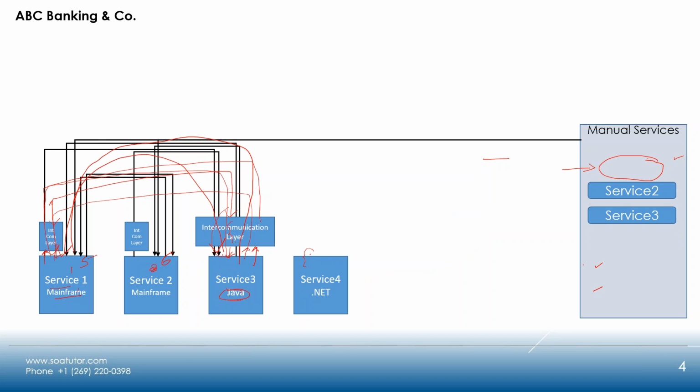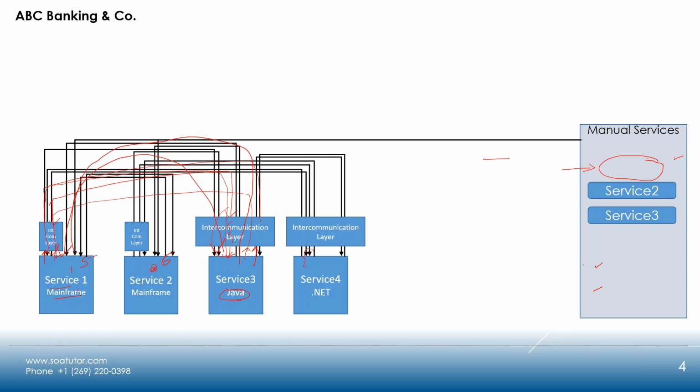Now let's say going forward, even service 4 is implemented, and for some reason they thought .NET would be the right technology, or maybe they have outsourced this to some company which is really good in .NET and they have implemented it in .NET. So let's assume that service 4 is implemented in .NET. Obviously, since the protocols are different, you need an intercommunication layer. So each and every interaction point would require a communication layer unless the technology is the same.